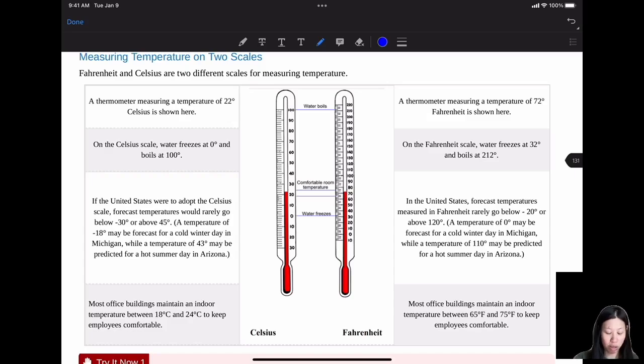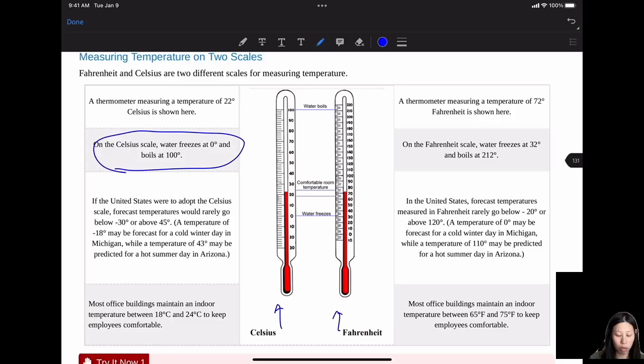This is a thermometer measuring a temperature of 22 degrees Celsius, on the left, and the one on the right is measuring 72 Fahrenheit. They are the same. 22 Celsius is equal to 72 Fahrenheit. On the Celsius scale, some important things you might want to know: the water freezing point is 0 and they define the water boiling point as 100, whereas on the Fahrenheit scale water freezes at 32 degrees and boils at 212 degrees Fahrenheit.